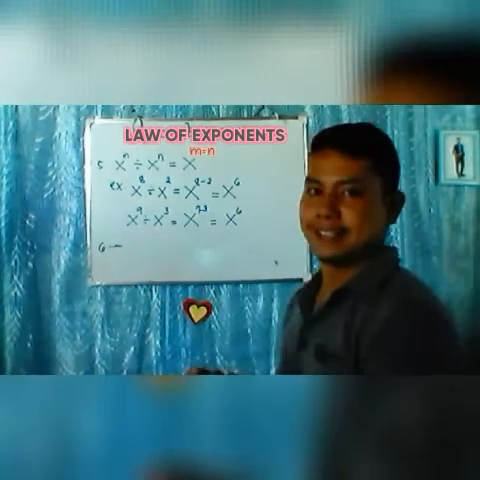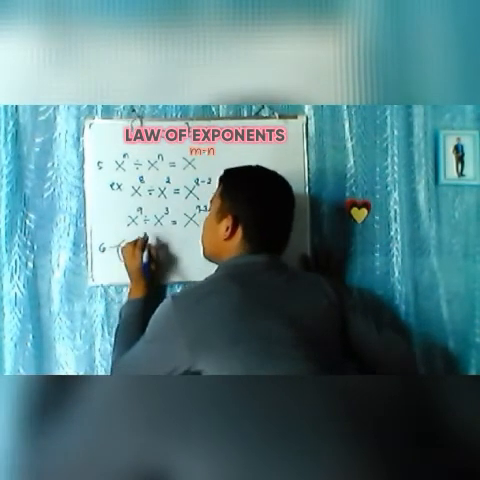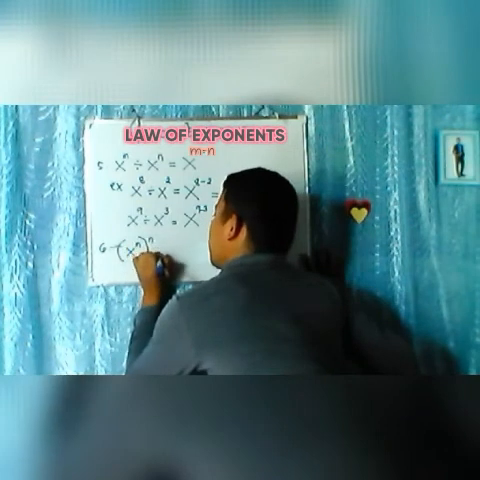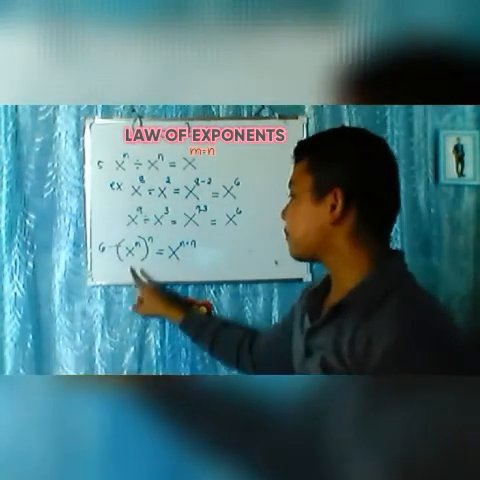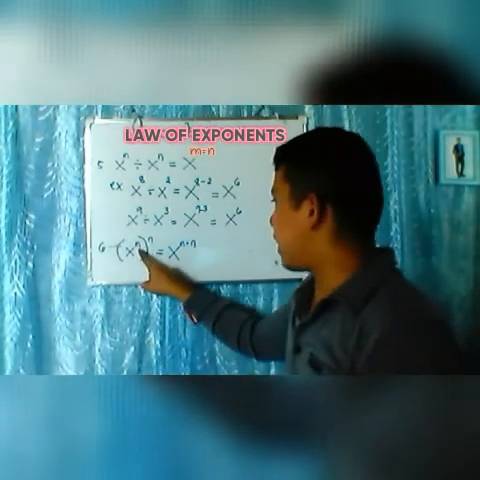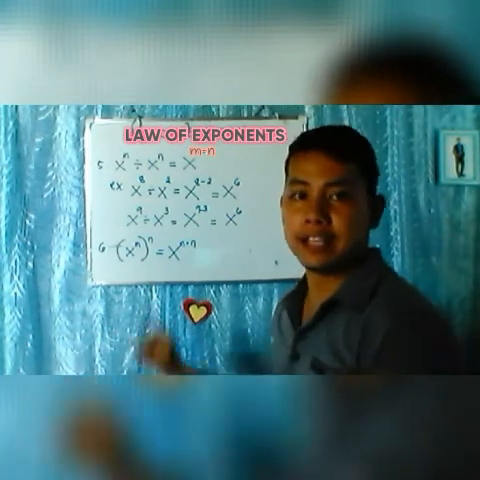So number 6. x raised to the power of n, raised to the power of n, is equivalent to x raised to the power of n times n. Okay, so this time, you just simply multiply the exponents, then copy the variable.